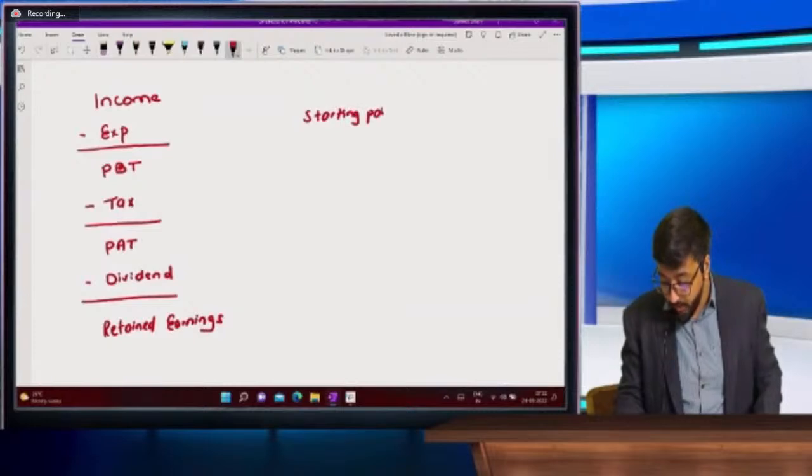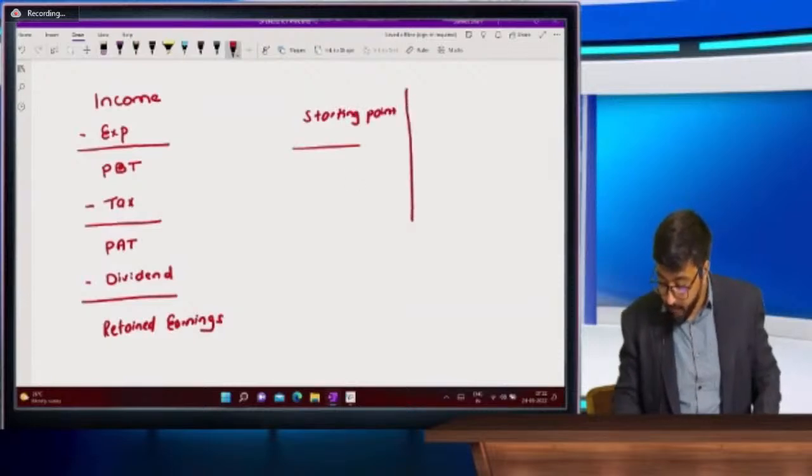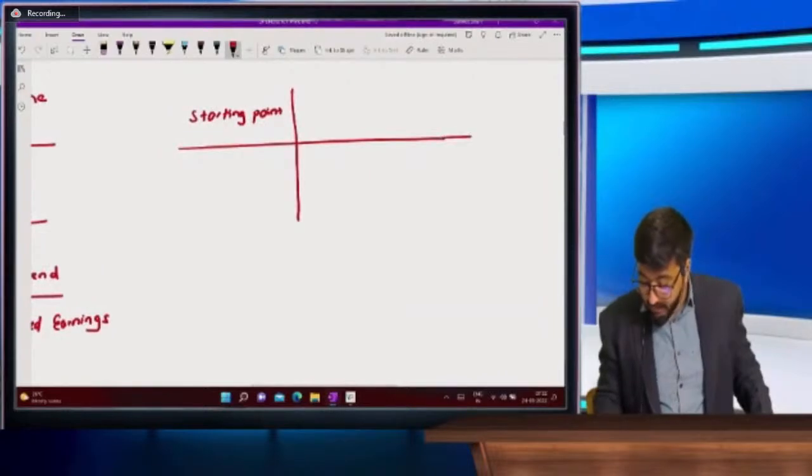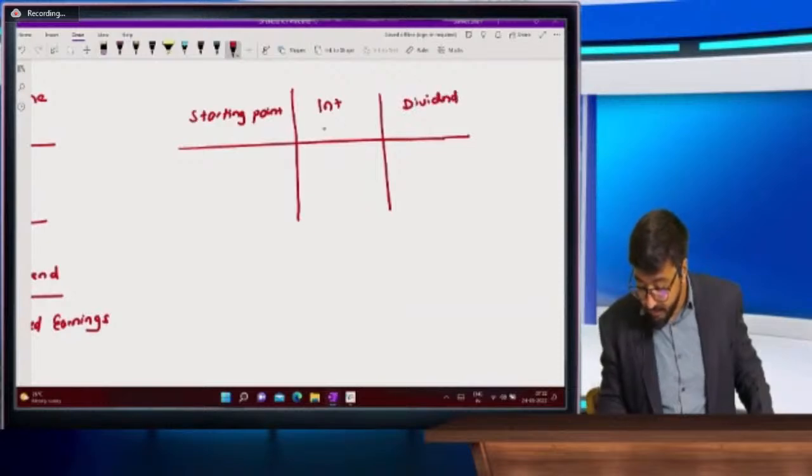Okay, so see beta, here is my starting point, now this is very very important, starting point, and what is the treatment. Now this chart is very important, so you note it down somewhere. Interest expenses and dividend expenses.